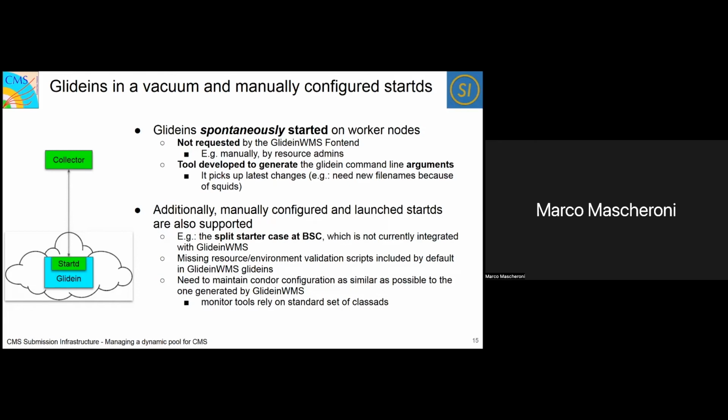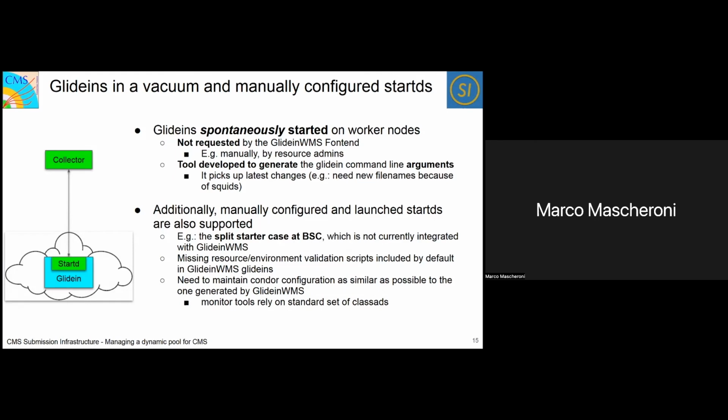There is a tool we developed to generate the glidein command line argument that picks up the latest change, because we can have scripts that change on the front end, and every time we do that, we generate a new file name that can be cached with Squids, and accordingly the command line arguments of the glidein have to change.